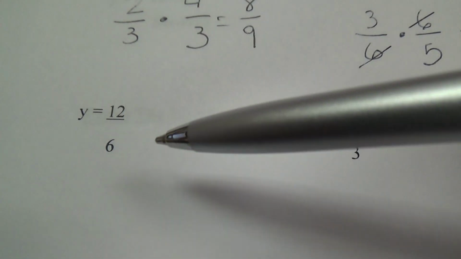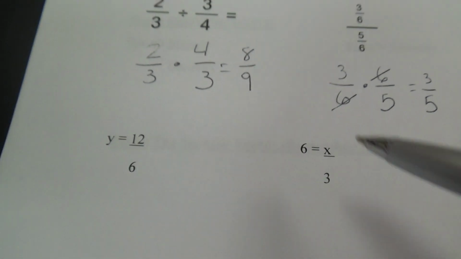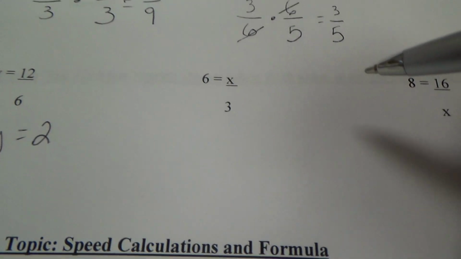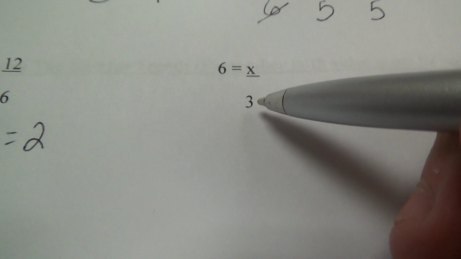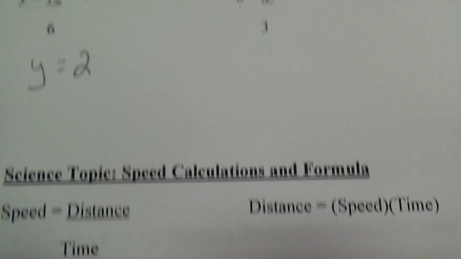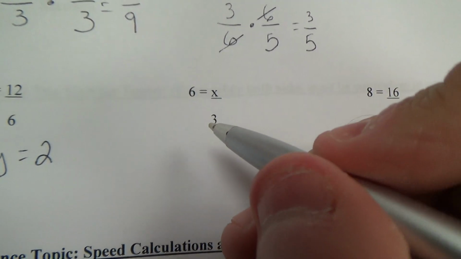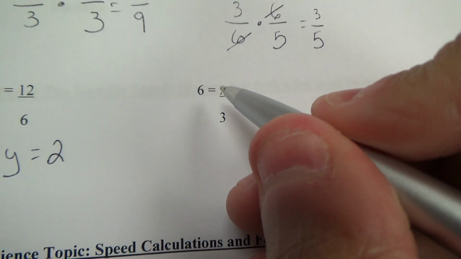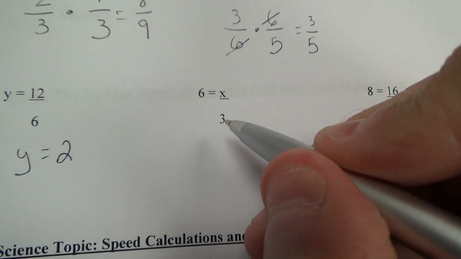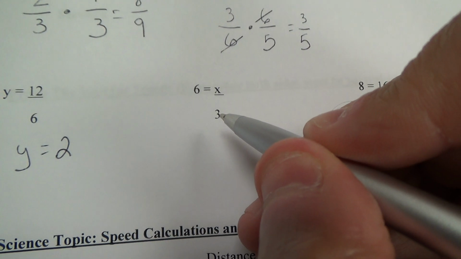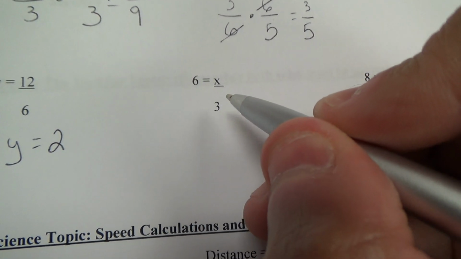y equals 12/6. How do you simplify that? Well, you know it as y equals 12 divided by 6. You would just do y equals 2. Simple. Here, 6 equals x divided by 3. So you've learned, hold on, let me hold the camera, that you need to get x by itself, right? So you've been told that if you have 3 in the denominator down here, you need to multiply by 3 on both sides of the equation.